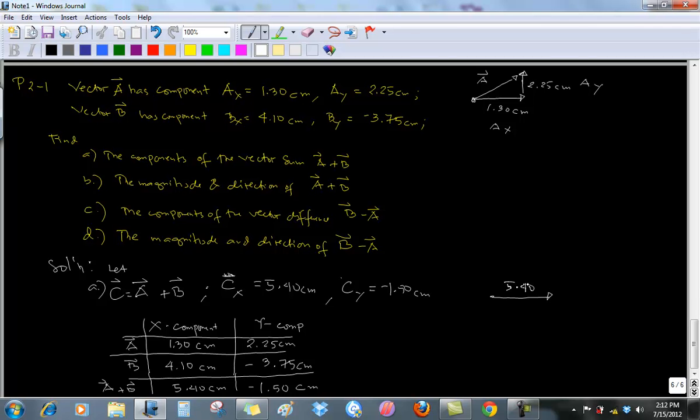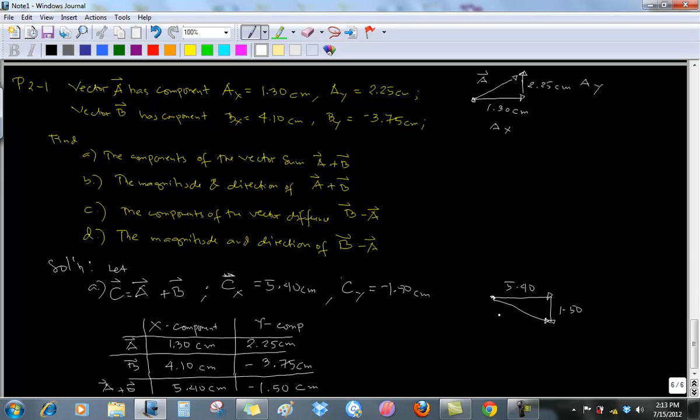Now, Cy is negative 1.50 cm. So from the tip of the first vector, it is negative, meaning downward. We can just say 1.50 downward, since the negative already means downward. That's Cy. Now, the resultant will be this one, going from the start to the tip.